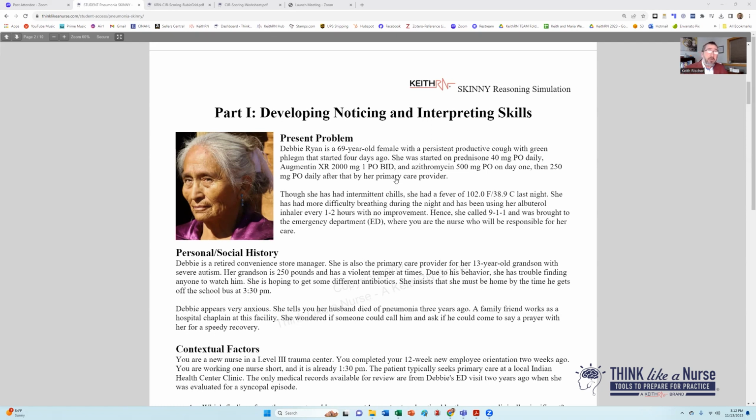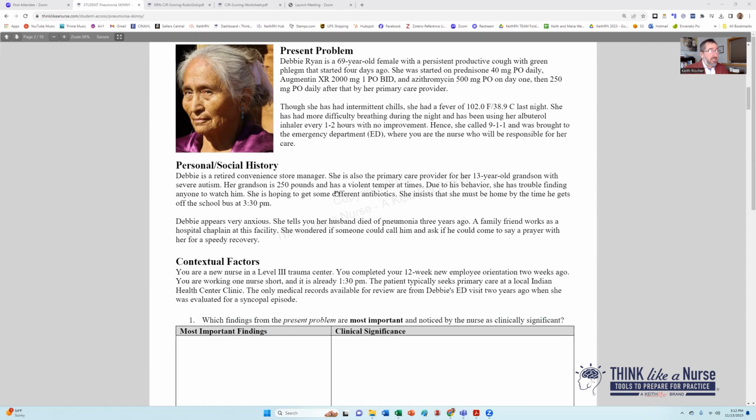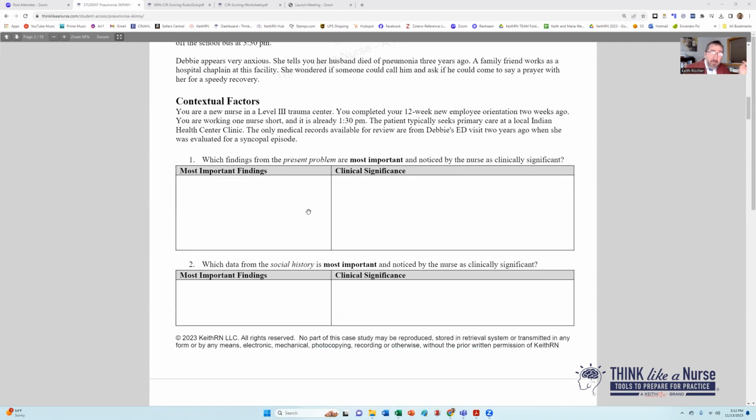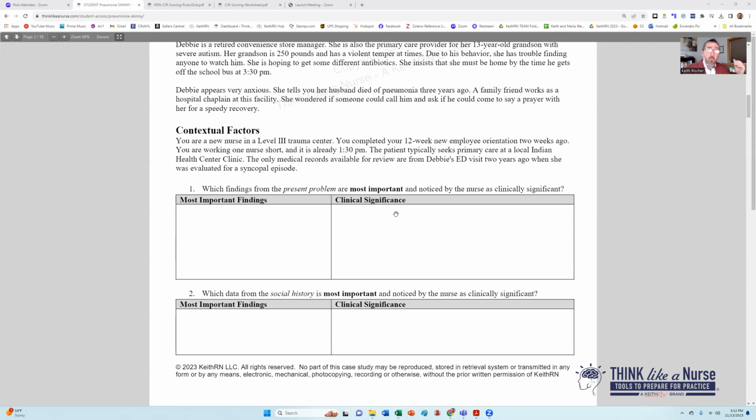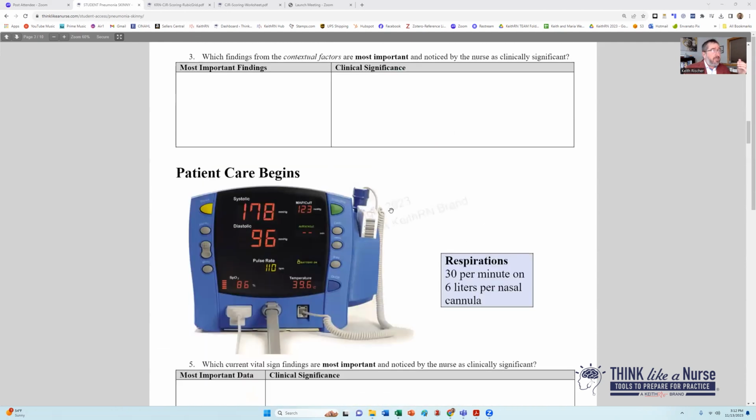thinking. So we begin with the present problem, and we have a patient who comes into the ER with green phlegm. Started 4 days ago, intermittent chills, a fever, more shortness of breath, using her albuterol inhaler, etc. She's got a social history as well as contextual factors, kind of the bigger picture of patient care. And again, every question is open-ended to identify their noticing and interpreting skills that align with Tanner's framework. So again, what's most important in that scenario? What does it mean? Then we go into the vital signs.